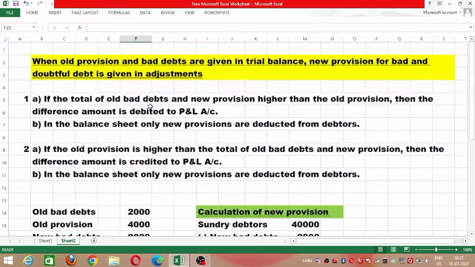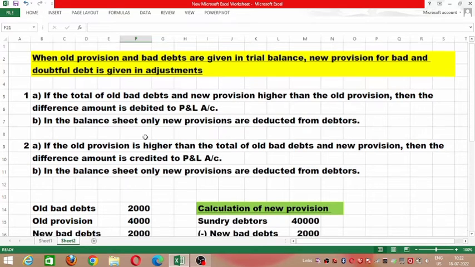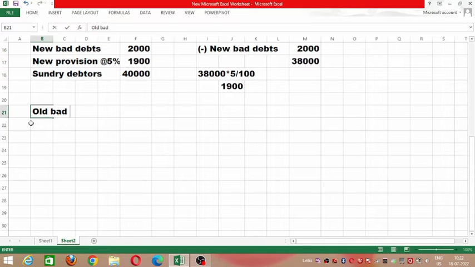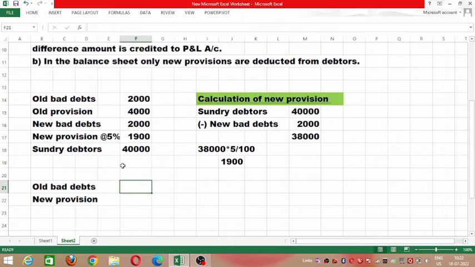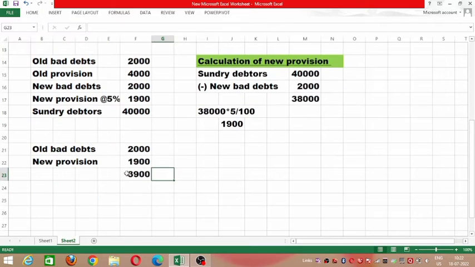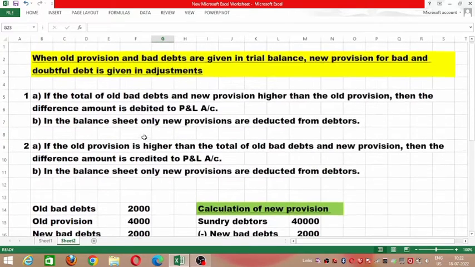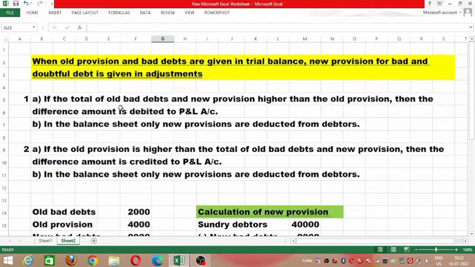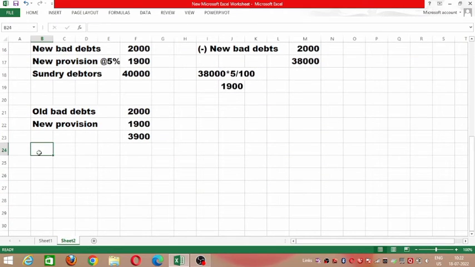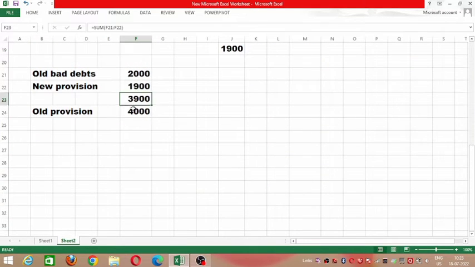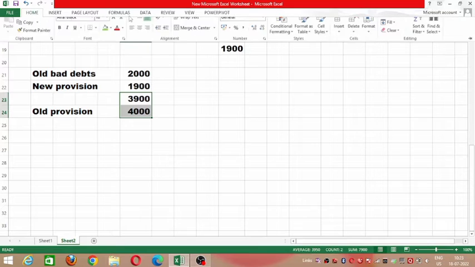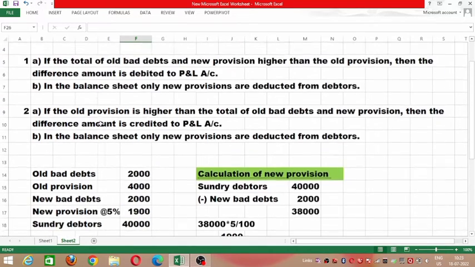If the total of old bad debts and new provision, let's write it down. Old bad debts, new provision. Old bad debts amount is 2000 and new provision amount is 1900. The total is 3900. What have they said here? If the total of old bad debts and new provision is higher than the old provision, let's see old provision amount. We should see which amount is higher here. In these two, old provision is higher.